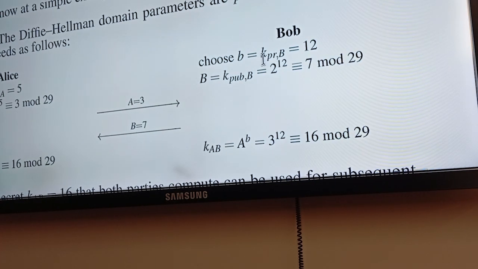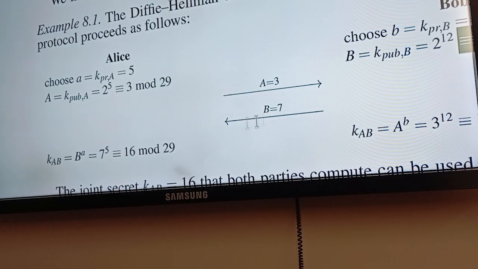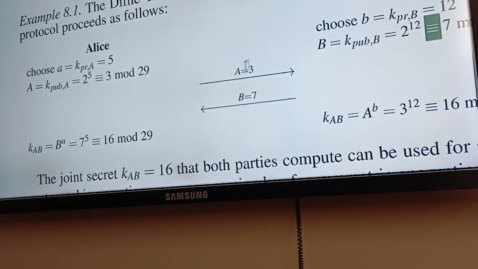Bob also does the same. Alice sends her public parameter to Bob. Bob does his own computation, picks his B, and raises alpha to the power of his B to get his public key. This is 2 to the power of 12. You get a remainder of 7 when you divide by 29. That's why we have this congruent sign here, which means congruent or equivalent to. So he sends his 7 to Alice. These are the public keys.